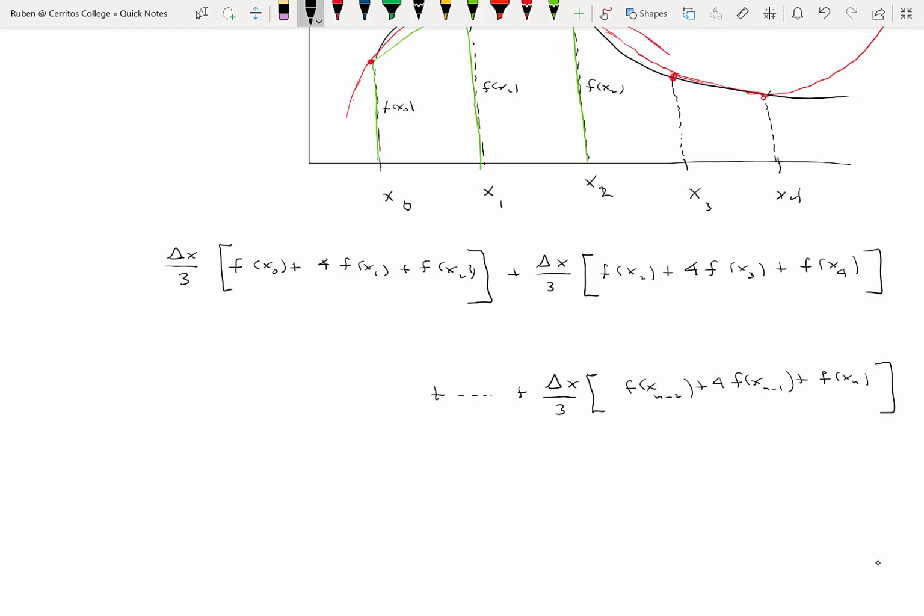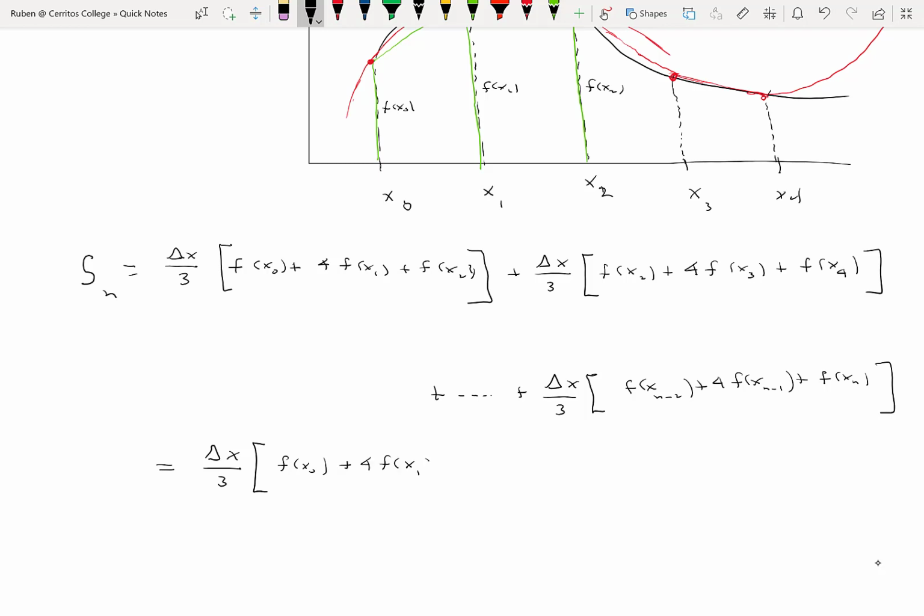Okay, it looks like a complicated formula. We're going to call this S sub n. If you've had this material before, you know what S stands for. I'll give that up in a minute or so. And I notice I can factor out a delta x over 3. So here's the simplified formula. F of x sub 0 is all by itself. And we have 4 f of x sub 1s.